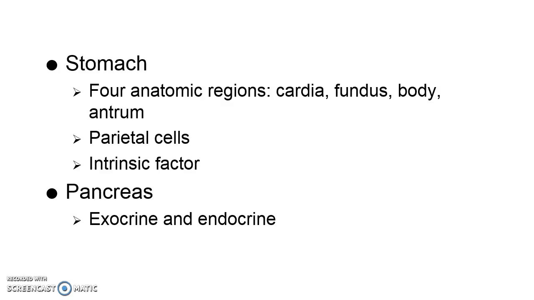Next, we look at our pancreas. It has exocrine and endocrine gland functions. The pancreas is actually kind of a unique organ because of that. It has endocrine functions that function within the pancreas, and then also exocrine, meaning functions that are on the outside of the pancreas as well.